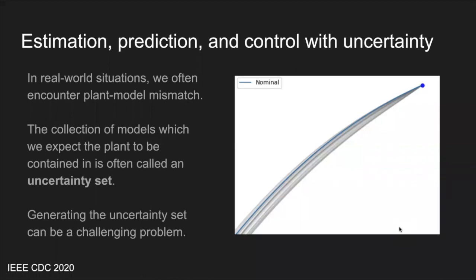So in real-world situations, we often encounter plant model mismatch. This can be due to process noise, observation noise, or simply finite data. And the set of models which we expect the plant to be contained within is often referred to as an uncertainty set. And generating this uncertainty set can itself be a challenging modeling problem, and this often arises in robust estimation, prediction, and control problems.